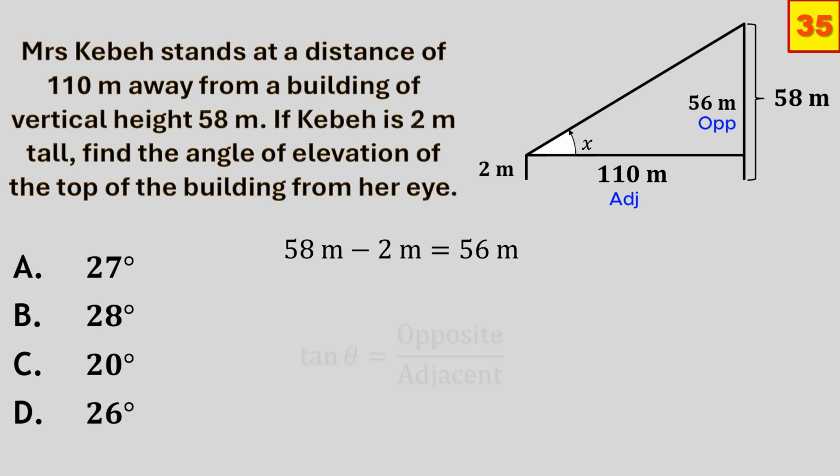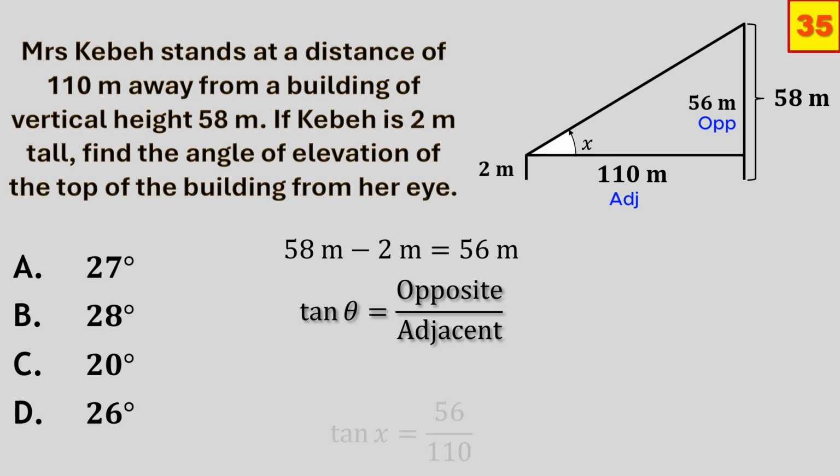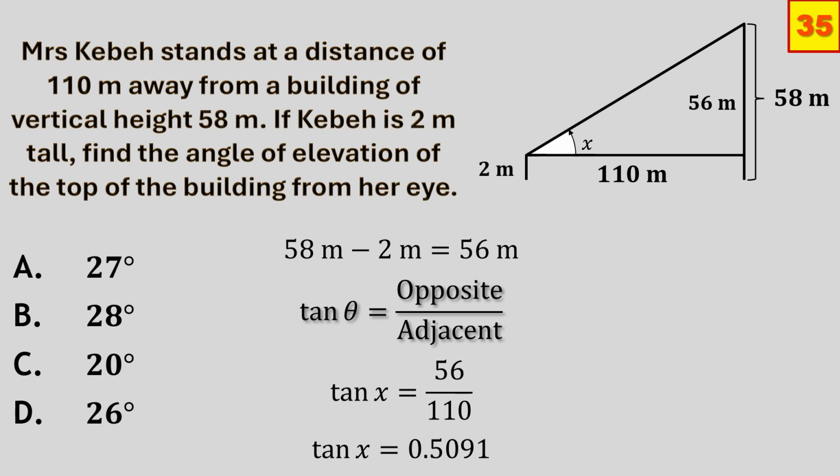The tangent of an angle is equal to the opposite side over the adjacent side. So tangent x is equal to this, which is roughly 0.5091. The inverse tangent of this number is roughly 27. Therefore, the angle of elevation is 27 degrees.